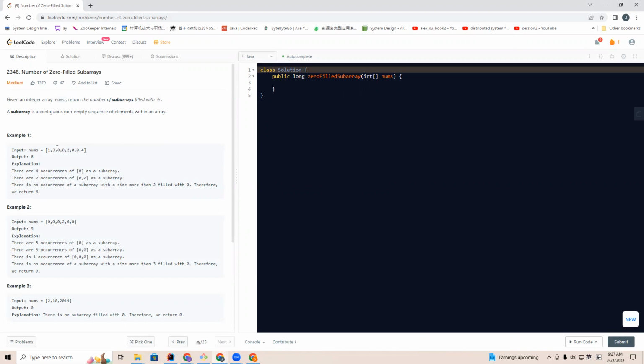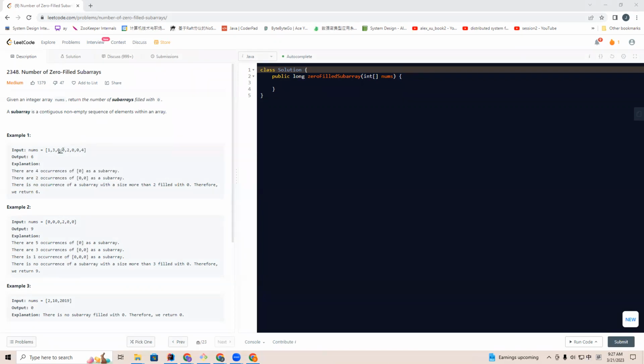For example, in the first example, it has subarrays like this, and this, and this, right? There are 4 subarrays which have only a single 0 in it, and there are 2 subarrays with 0 0 and 0 0, right? So the subarray has 2 consecutive 0s. It has 2, so the total is 6.